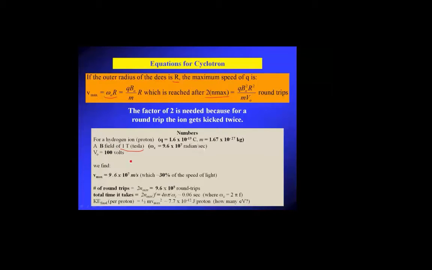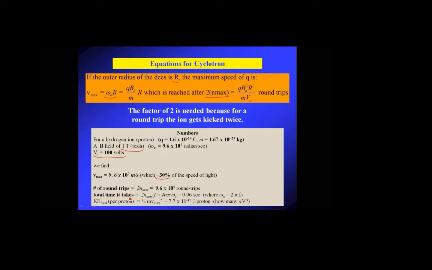And the voltage that we're going to apply across the D's has a maximum of 100 volts. So then we put in our maximum velocity, which is 9.6 times 10 to the 7th meters per second. And if we compare that to the velocity of light, it's about 30%. So this is a particle that's moving fairly quickly. Well, the number of round trips, remember, was 2 times n max. And so we put that in to be 9.6 times 10 to the 5th round trips.